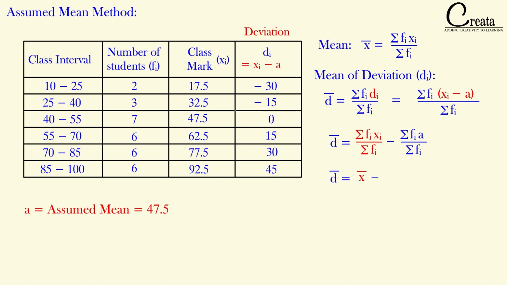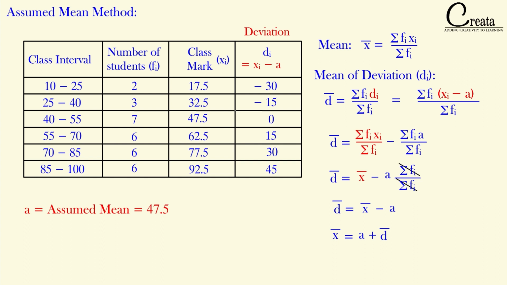So we got x bar, that we have to calculate, the mean of the observation. Further, let's take a out of this term. A is the assumed mean, which will be common in all the addition, so we can take a common from this term. Further, sum of fi and sum of fi will cancel out. We got d bar is equal to x bar minus a. From this we can calculate x bar, that we have to calculate, which is a plus d bar.